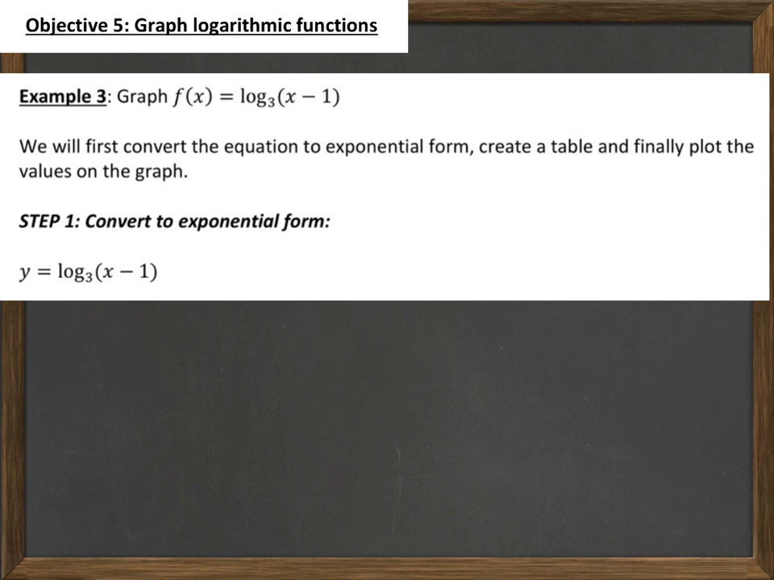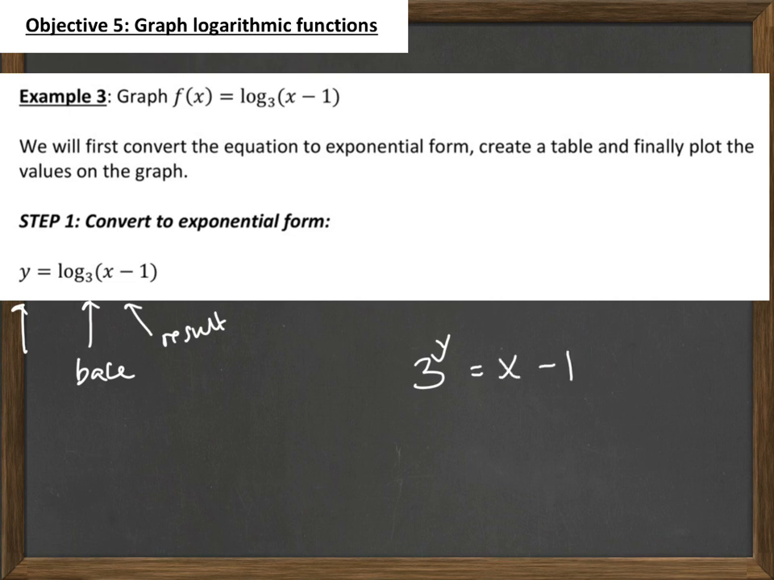All right, last but not least, we have graph the function f of x equals log base 3 of x minus 1. So again, I'm going to go through and identify my base, my exponent, and my argument, or my result, and then convert it to exponential form. So my base is 3, so I write 3. My exponent is y, so I write y. And then my result, or my argument, is x minus 1.